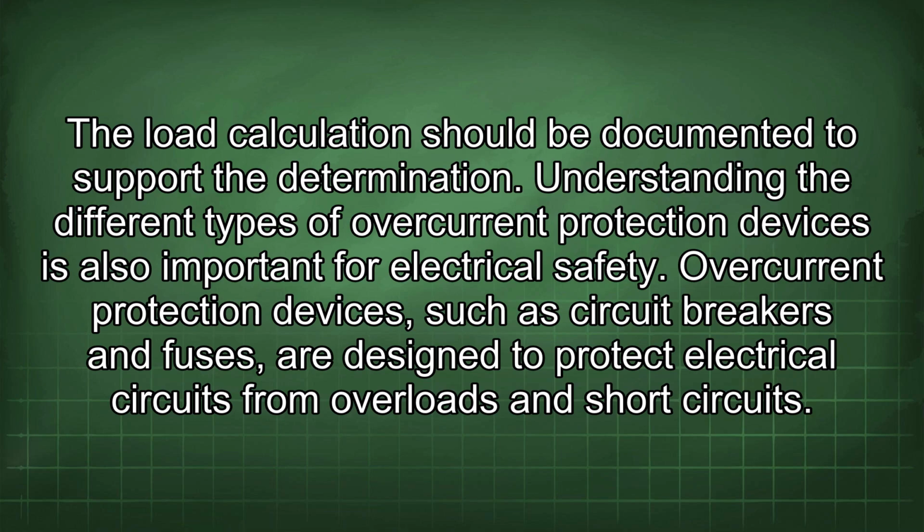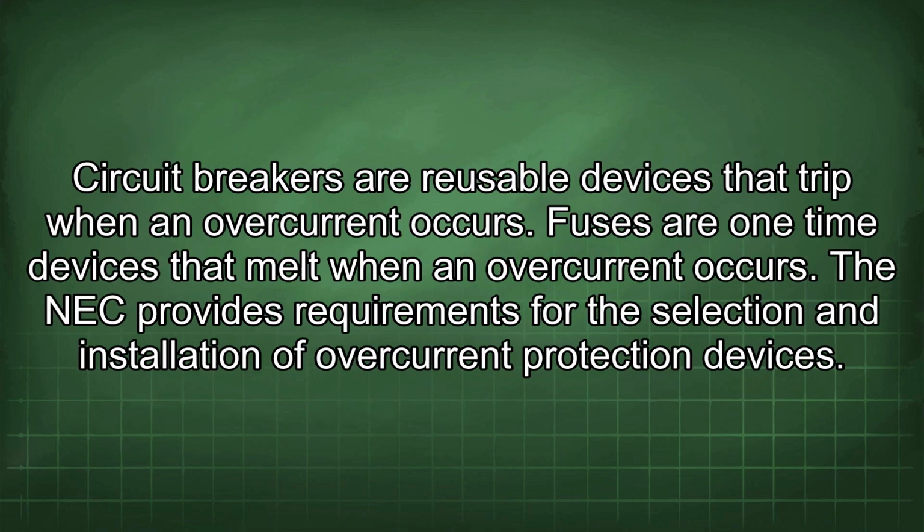Understanding the different types of overcurrent protection devices is also important for electrical safety. Overcurrent protection devices, such as circuit breakers and fuses, are designed to protect electrical circuits from overloads and short circuits. Circuit breakers are reusable devices that trip when an overcurrent occurs. Fuses are one-time devices that melt when an overcurrent occurs.